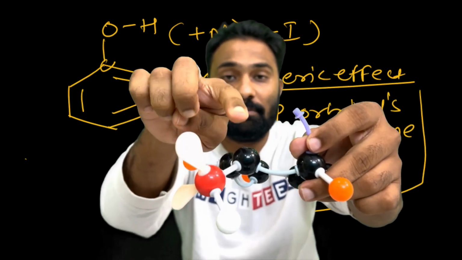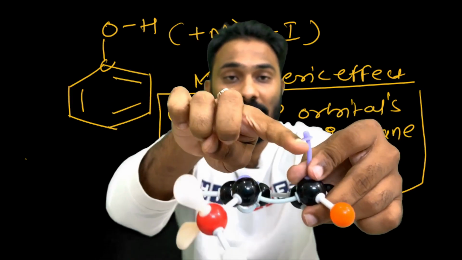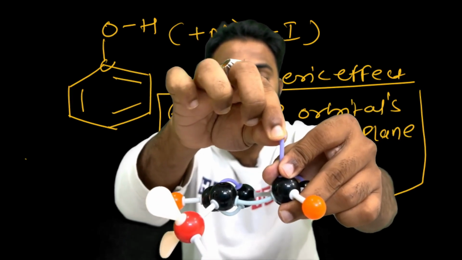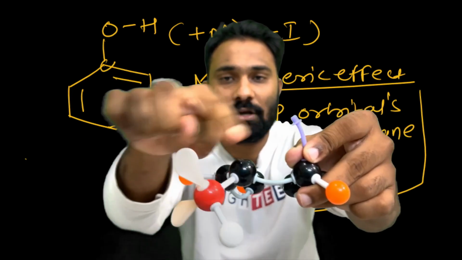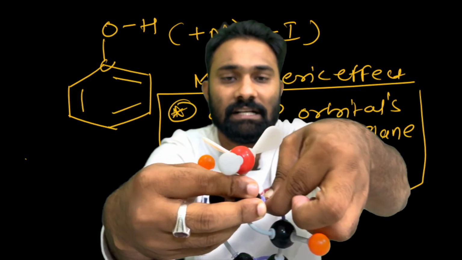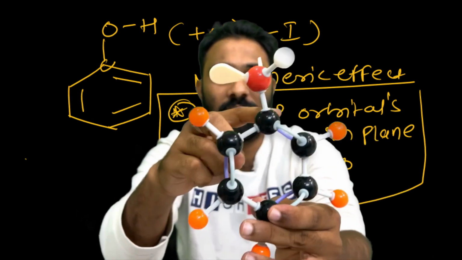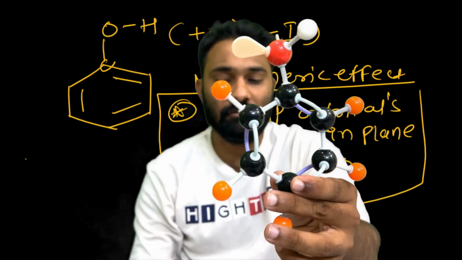For delocalization to happen, or the mesomeric effect to happen, this lone pair of electrons and this which one? The pure p orbitals should be parallel to each other. Now these two are parallel to each other. That's the reason this oxygen's lone pair of electrons will be given to the benzene very effectively. It will give to the benzene very effectively.